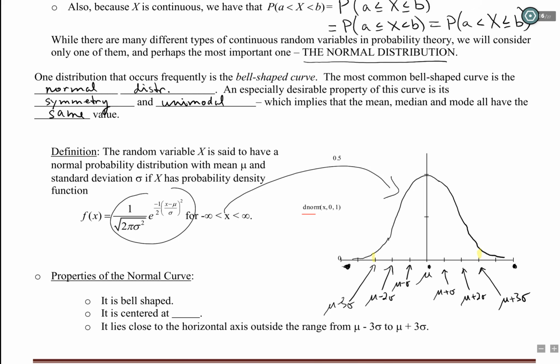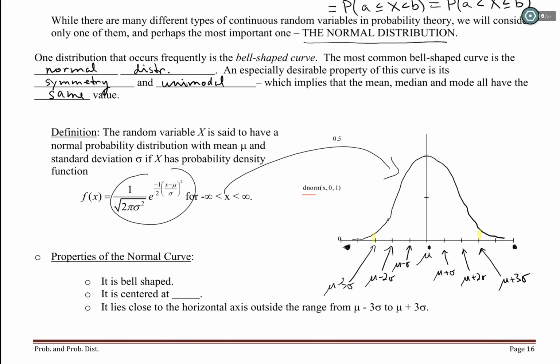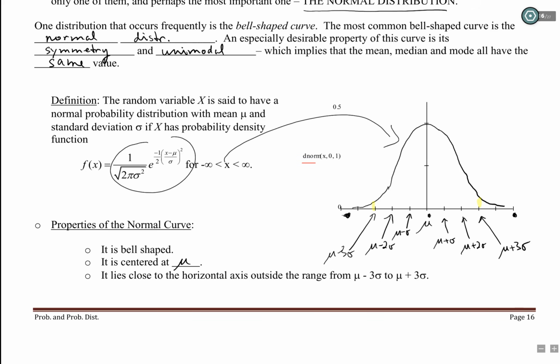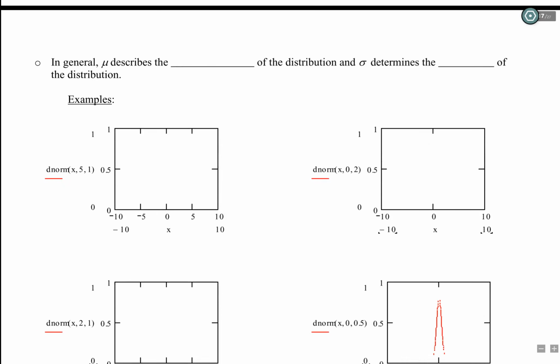Okay. So, this is the normal PDF. It's bell-shaped, it's centered at mu, and when you get outside of 3 standard deviations from the mean, the plot gets very close to the horizontal axis. The PDF is very small there.